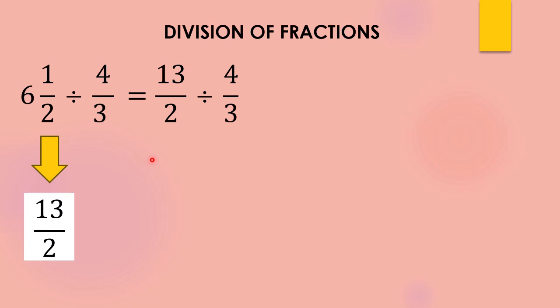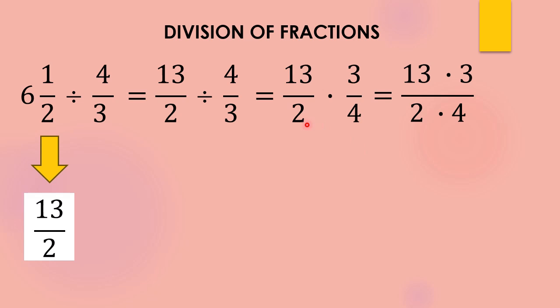And then let us now follow the rule in dividing two fractions. To divide two fractions, of course, we need to change the division symbol into a multiplication symbol. And then the next is we're going to get the reciprocal of 4/3, which is the second fraction, so it will become 3/4. So now we have a multiplication of two fractions. So 13/2 times 3/4. So multiply numerator to numerator, then denominator to denominator.